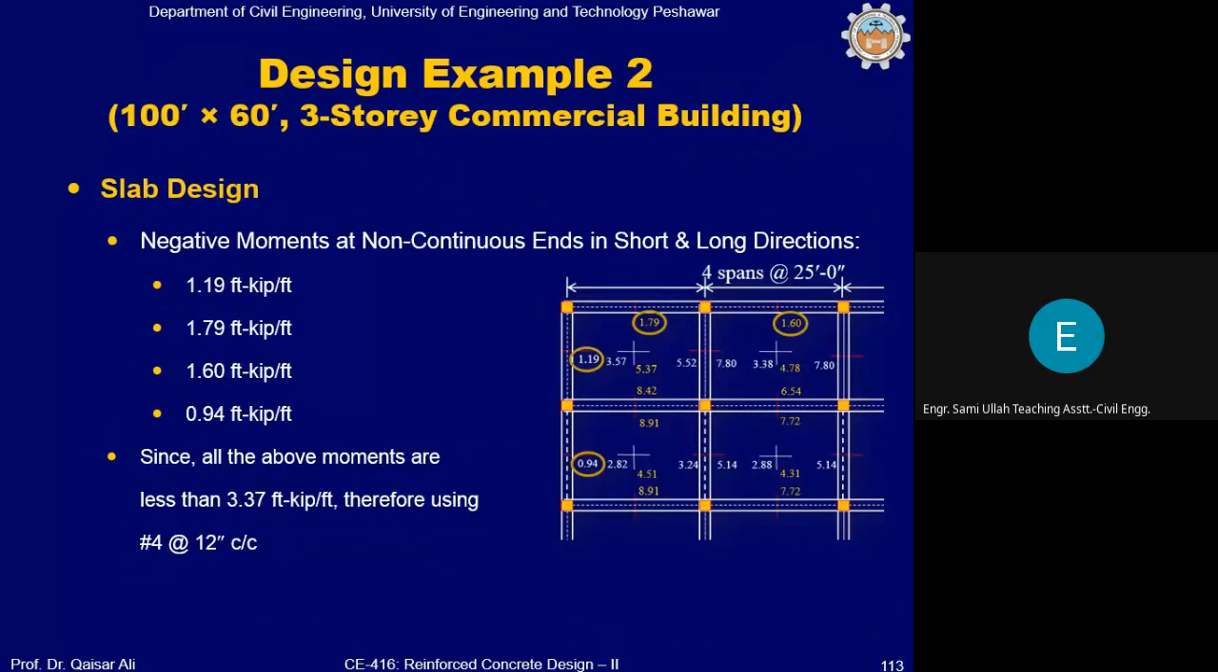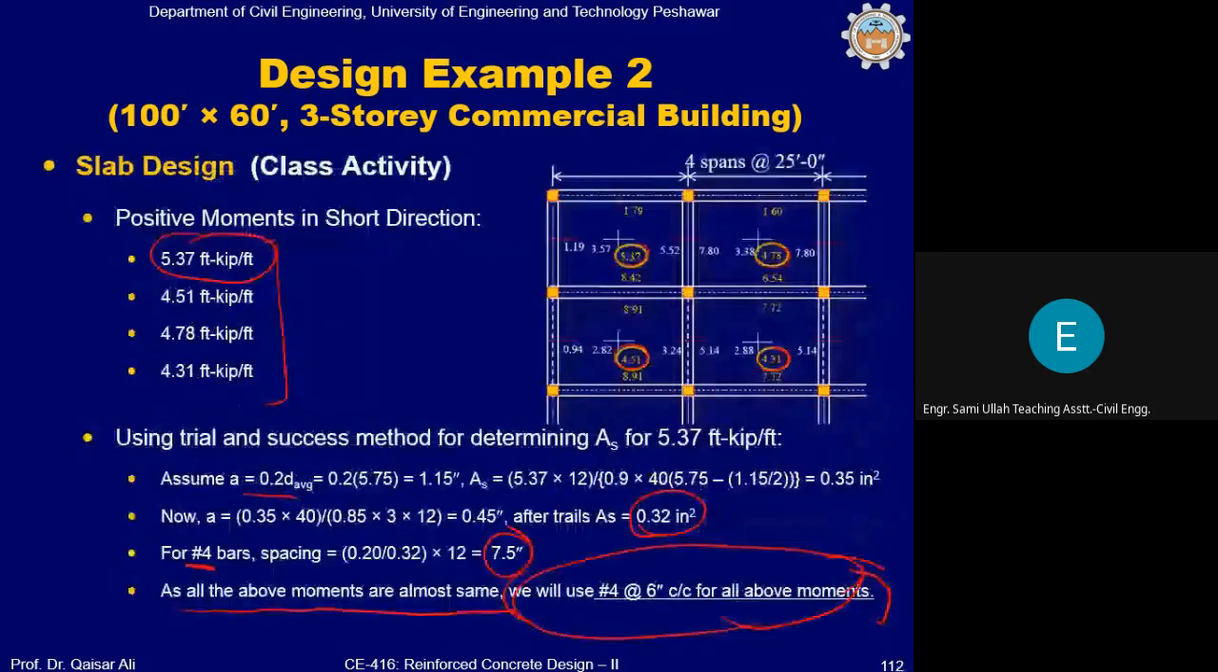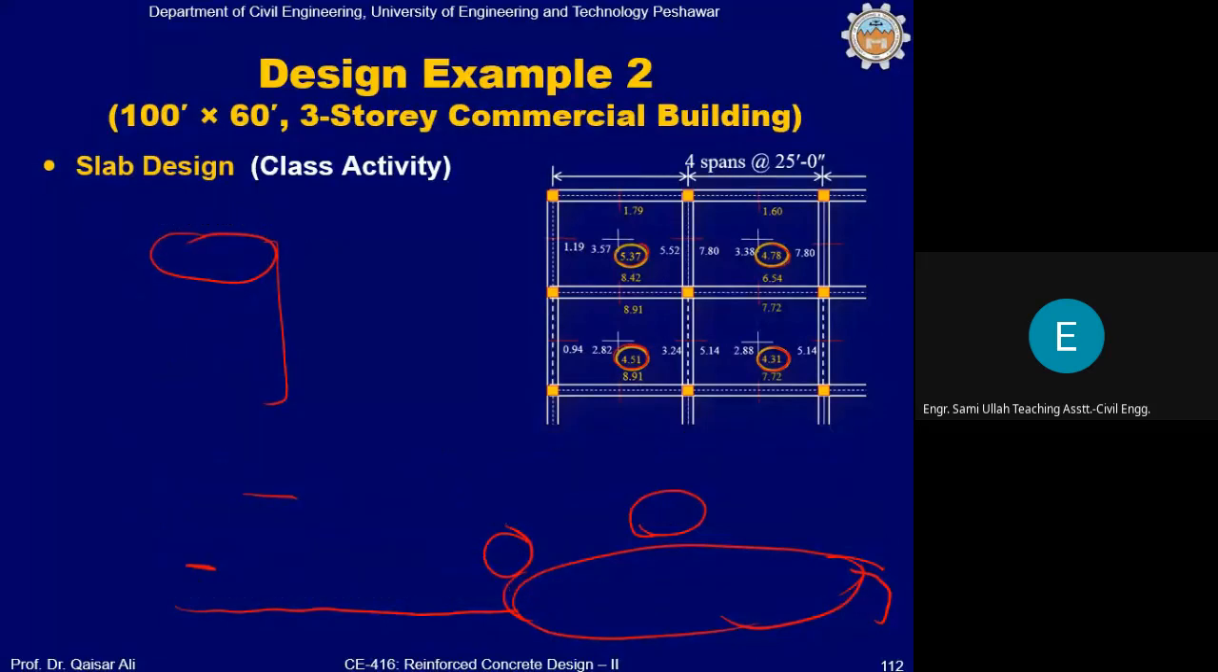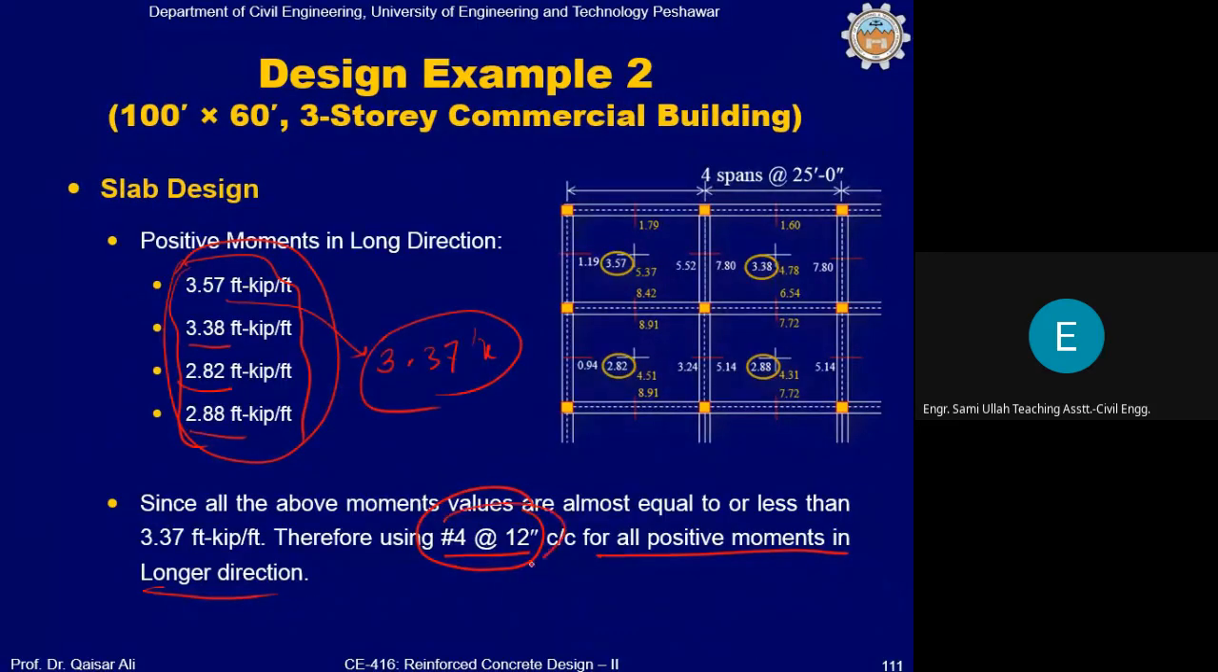Now coming to the negative moments at discontinuous end. इसका क्या मतलब है? इसका मतलब ये है कि in the bottom you will provide number 4 at 6 inch along the shorter direction and number 4 at 12 inch along the longer direction. Clear? So this along the shorter direction will be number 4 at 6 inch.